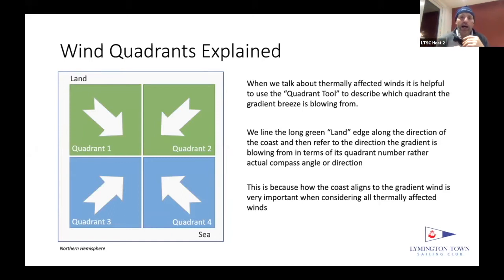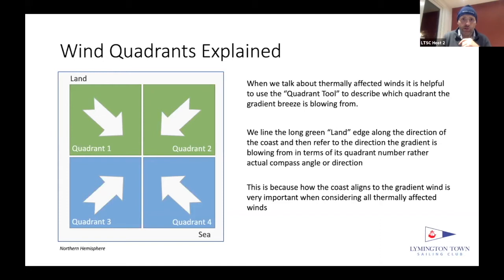It's really helpful to use this quadrant tool because with thermally affected wind, what's really important is how the gradient wind, the wind that's coming out of the quadrants, aligns with the coastline. I won't go too far into that, but whenever we're talking about thermally affected winds, we're interested in whether the gradient breeze is coming off the coastline or onto the coastline. So we talk about quadrants 1, 2, 3, and 4. 1 and 2 are off the land, 3 and 4 are off the sea.